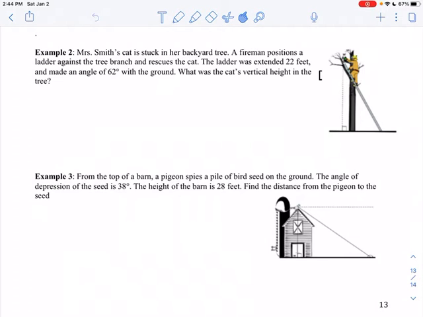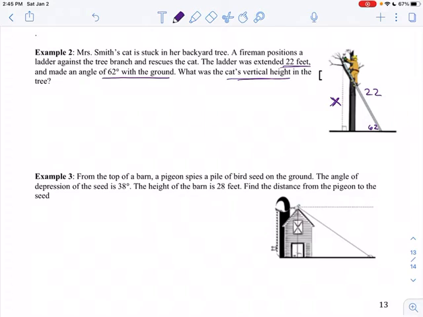So example 2, Mrs. Smith's cat is stuck in her backyard tree. A fireman positions a ladder against a tree branch and rescues the cat. The ladder was extended 22 feet. All right, let's put that on our picture. So the ladder is 22 feet, and it makes an angle of 62 degrees with the ground. All right, so the ground is always this horizontal line right here. What was the cat's vertical height in the tree? So this is what I'm trying to figure out, the cat's vertical height in the tree.